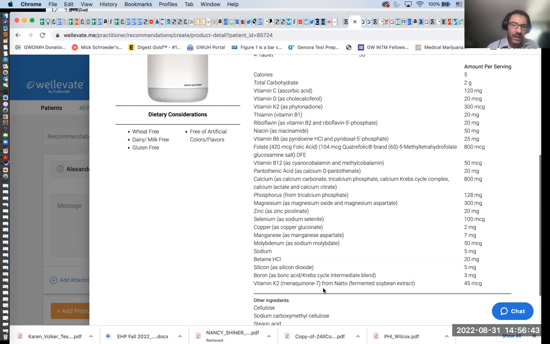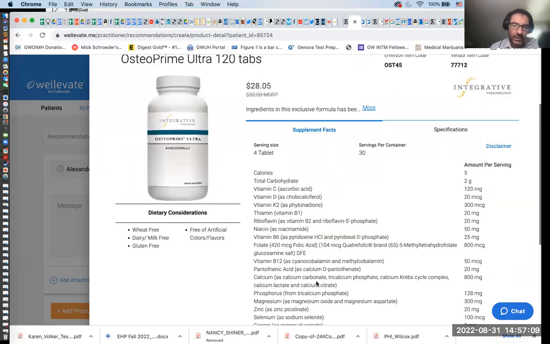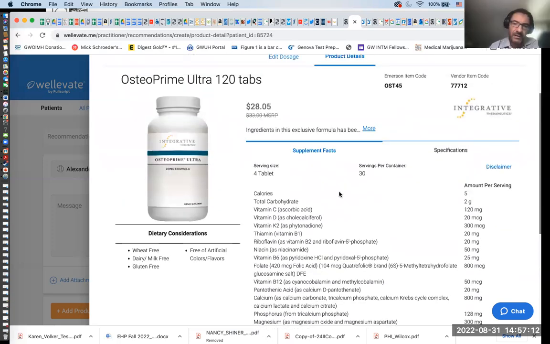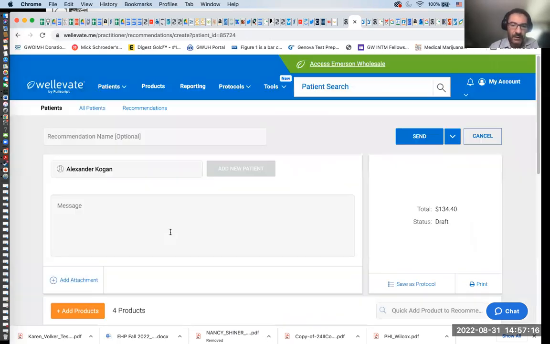Now, this does have K2 in the form of MK7, menaquinone 7. The amount is pretty small though. So you will see me typically in most of my patients give additional K2. The main reason for that is that I always try to get over 100 and preferably 200 or even 300 of MK7, or 15 to 30 or even 45 milligrams of MK4. MK4 comes in milligrams, MK7 comes in micrograms, an important distinction. So that's the first one. So let's look at others.